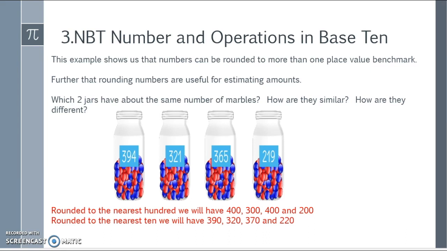Rounded to the nearest 100, each of the jars would give us 400, 300, 400, and 200. Rounding to the nearest 10 of each of the jars gives us 390, 320, 370, and 220.